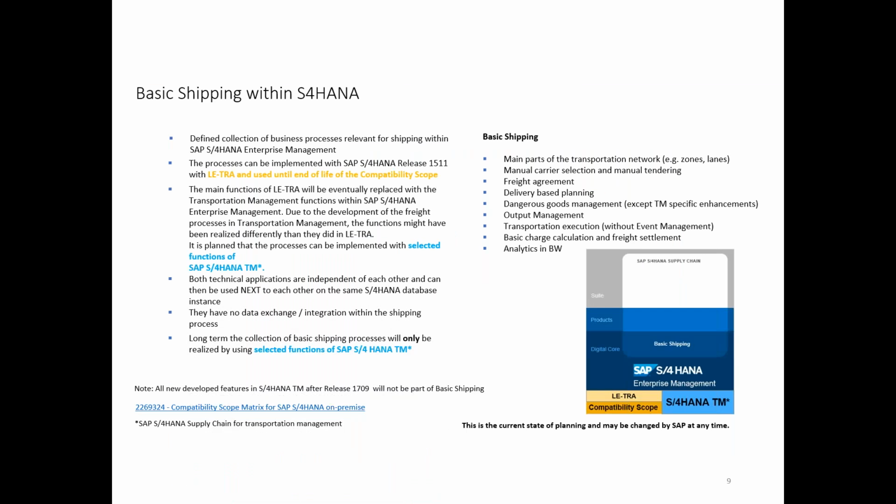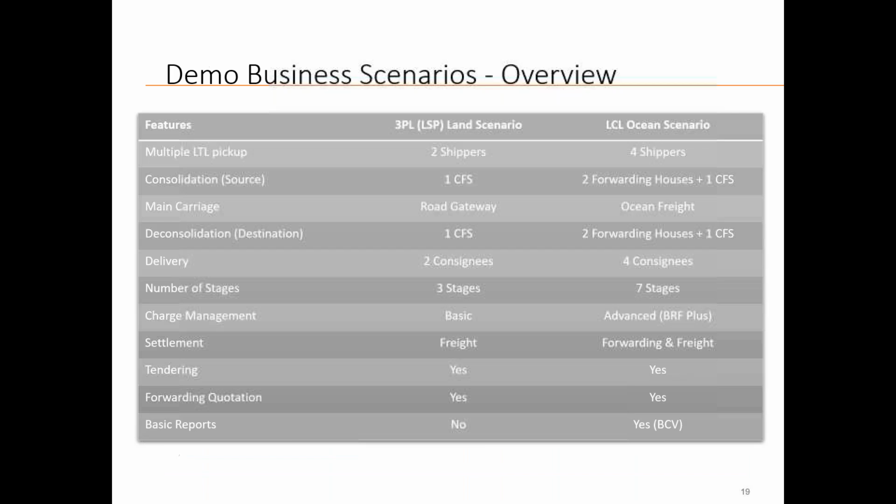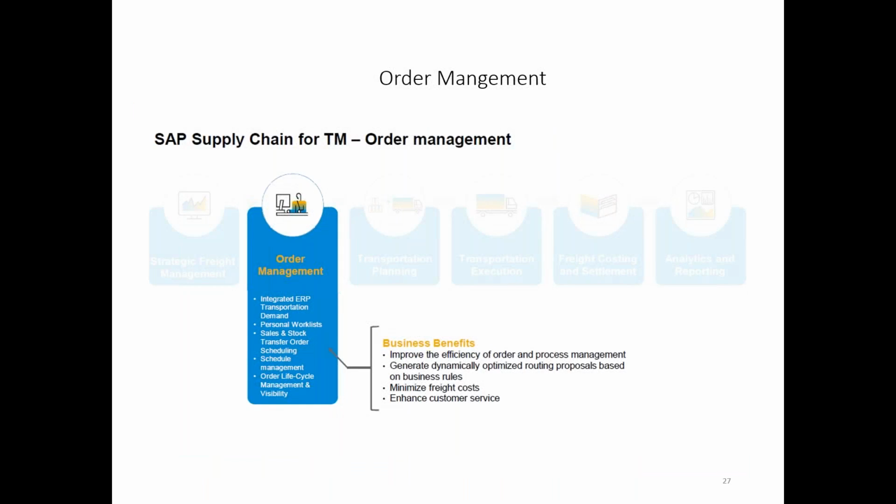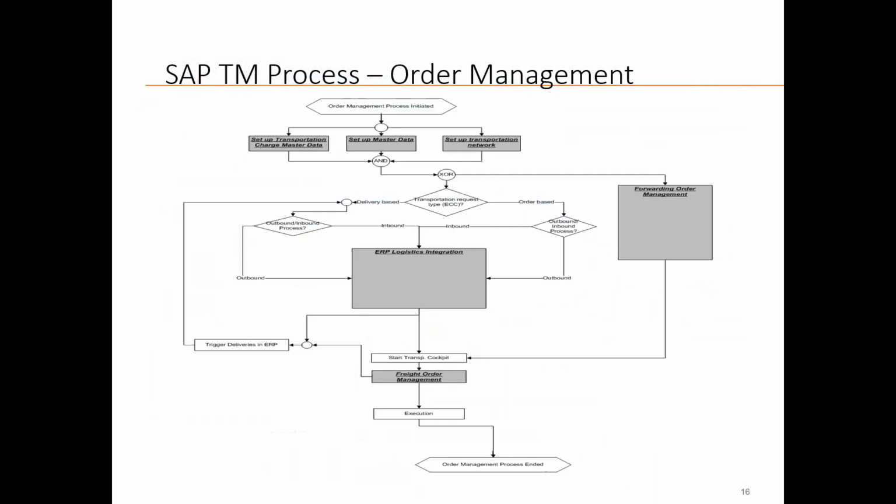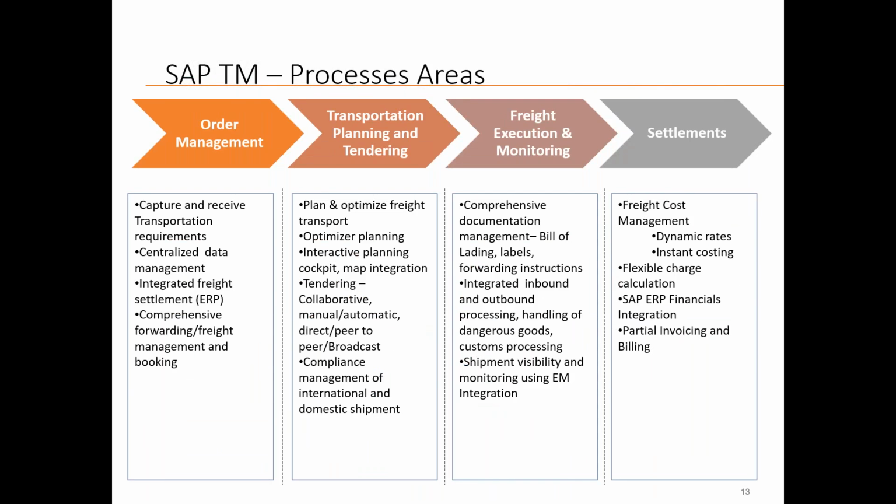However, when I'm talking about the core functionalities of transportation management, we will always have four different pillars. One is order management. The other is planning and execution. Order management, transportation planning and tendering, freight execution and monitoring, and settlements. These are the four pillars we always talk about, whether we are implementing a shipper or an LSP. Now, coming back to the core business scenarios, what is a shipper scenario and what is an LSP scenario?